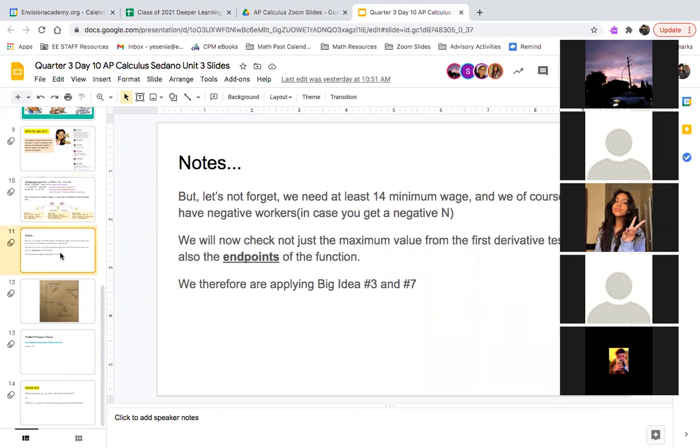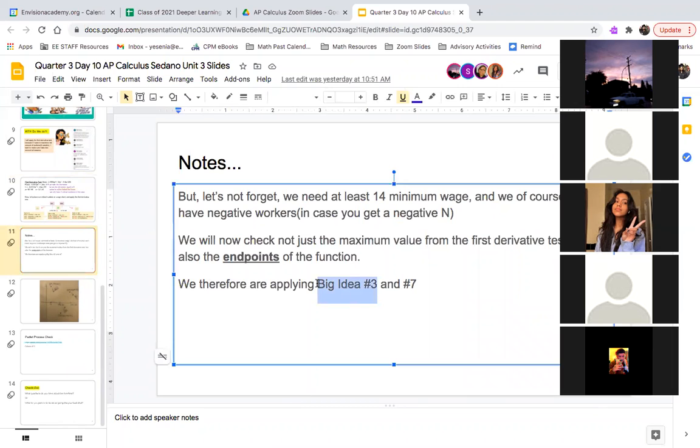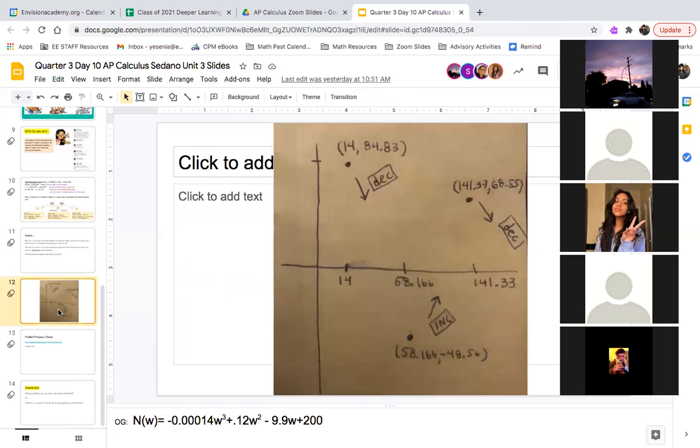We also talked about how, when you are explaining your answer to number 1, make sure you are making connections to big ideas. I emphasized that I was using big idea number 3 and big idea number 7. Big idea number 3 is the first derivative test, and big idea number 7 is checking the endpoints of your function. Those are the 2 things I'm going to be using. So according to the first derivative test, I created this sketch. Does anyone have questions about the sketch?